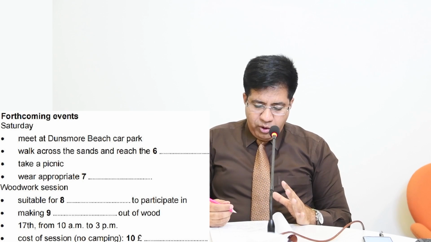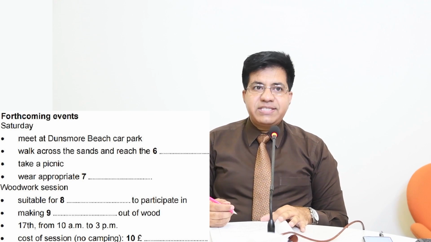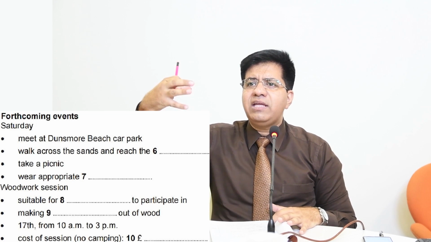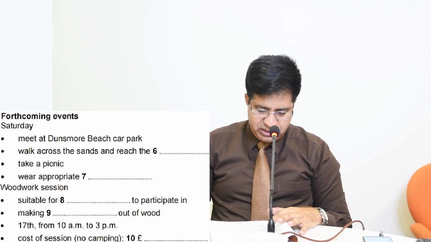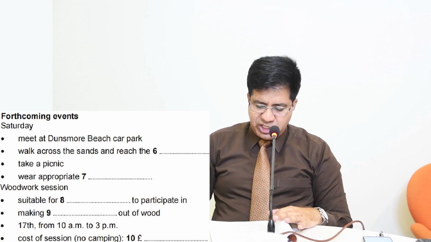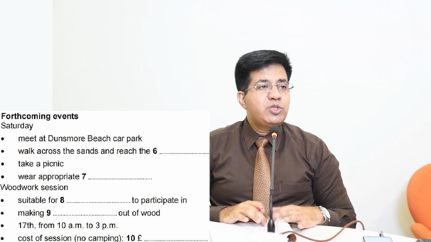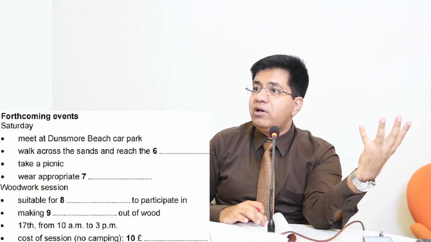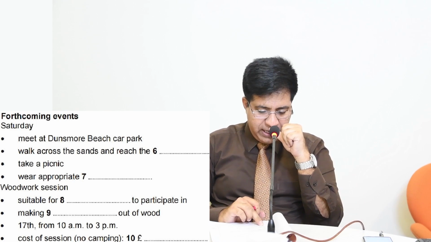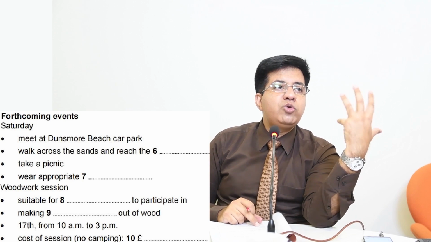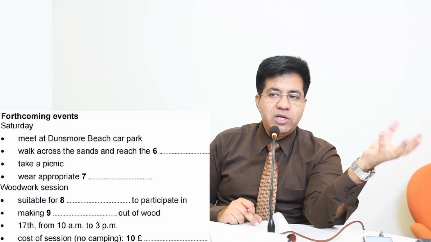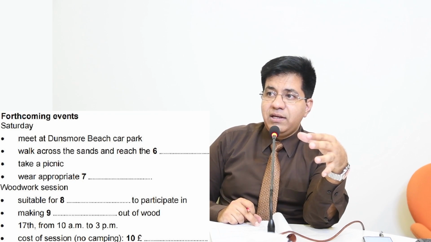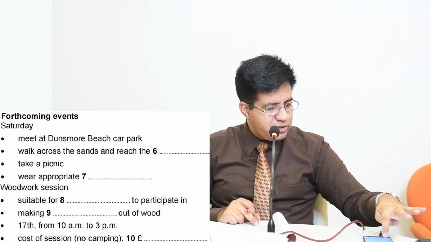All right. Okay guys, now we go on to the woodwork session. They have a woodwork session, very simple, where you learn how to make things out of wood. Woodwork session. Suitable for dash to participate in. Suitable for dash means type of participants, the level of competence or anything like that. For example, suitable for children to participate in, suitable for young people to participate in, suitable for women. Anything like that. All right, let's see what they use for that.